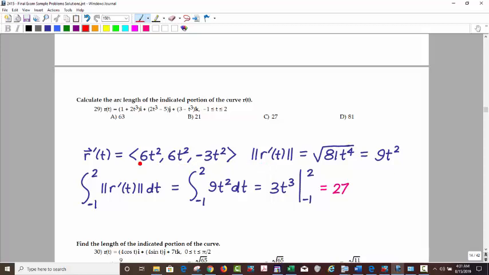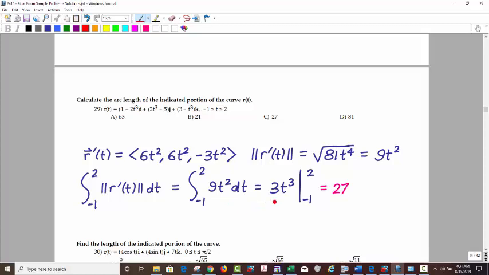So it's 36t to the fourth, 36t to the fourth, 9t to the fourth. Add those up, you get 81t to the fourth. Square root of that will be 9t squared. So it's an easy integral to do this one by hand. You could still use the numerical thing. So we're just integrating from negative 1 to 2 of 9t squared.